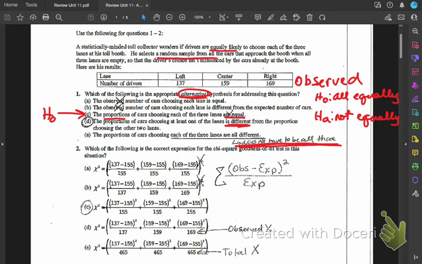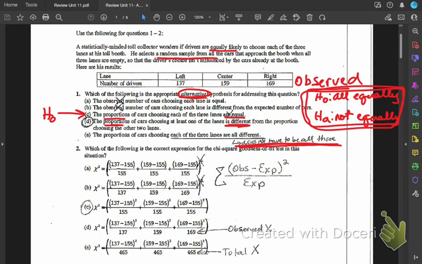Now, just so you know, on a free response, you literally could write the null hypothesis is that all lanes are equally likely to be picked. The alternative is that all lanes are not equally likely to be picked. That would be fine as well. You don't necessarily have to say the proportion of cars that pick whatever. You don't have to always necessarily say that. You can say that it's either all equally likely or not equally likely.